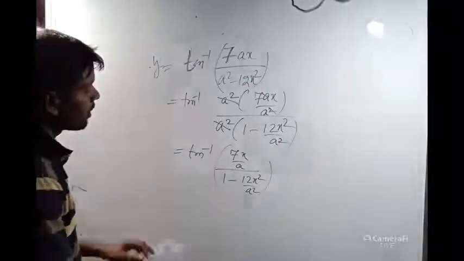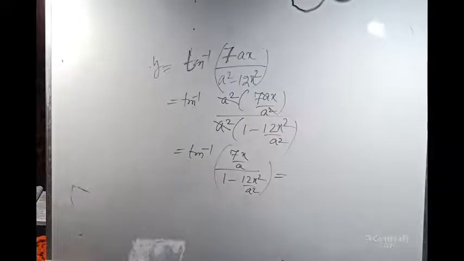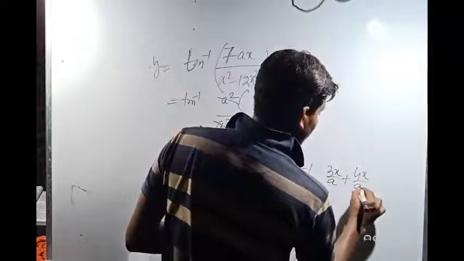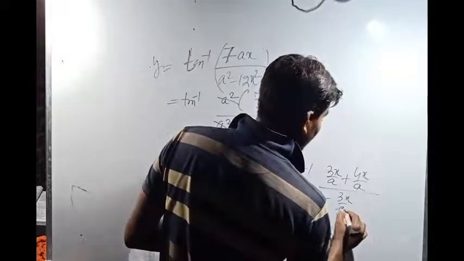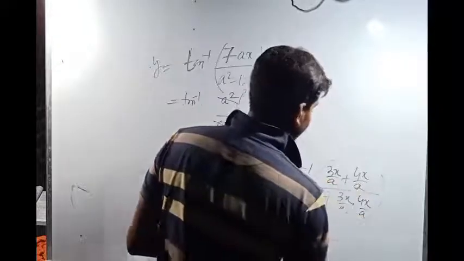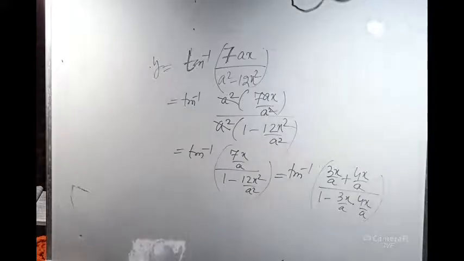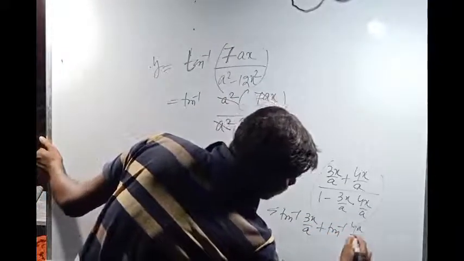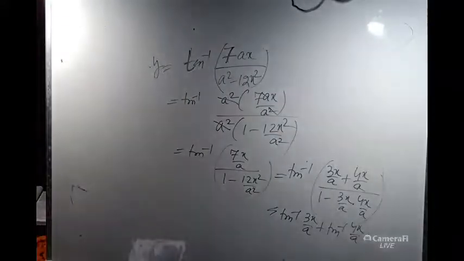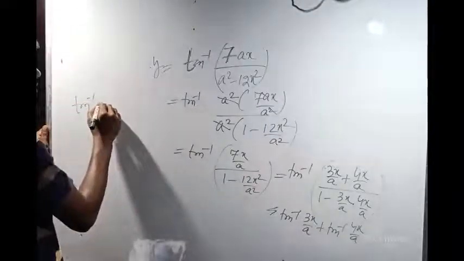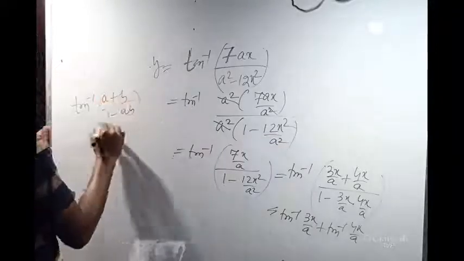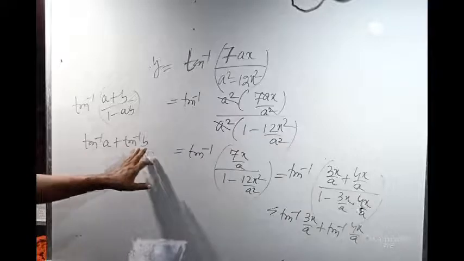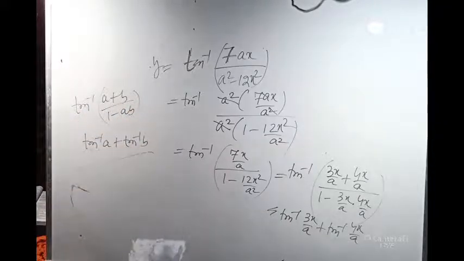Okay, now this tan inverse of 7x by a divided by 1 minus 12x square by a square can be written as tan inverse of (3x by a plus 4x by a) divided by (1 minus 3x by a into 4x by a). And this is only tan inverse 3x by a plus tan inverse 4x by a. Suppose we have tan inverse of (a plus b) by (1 minus ab), then only we can write tan inverse a plus tan inverse b. Okay.